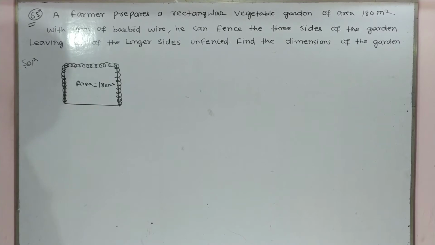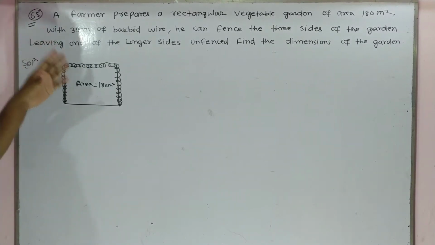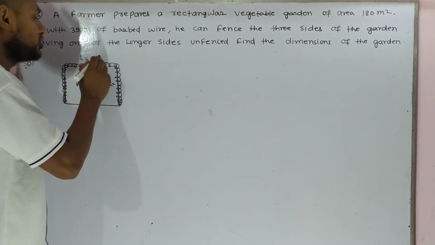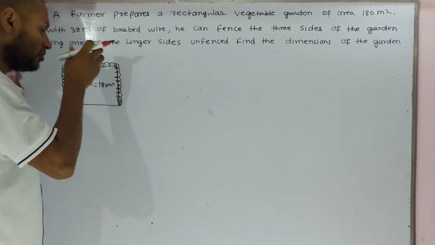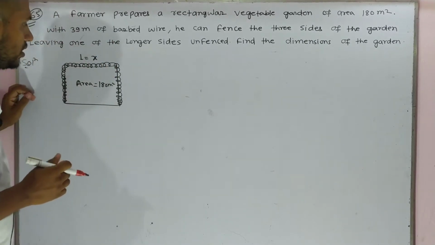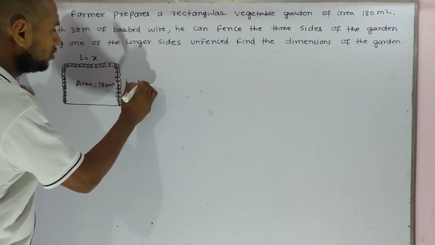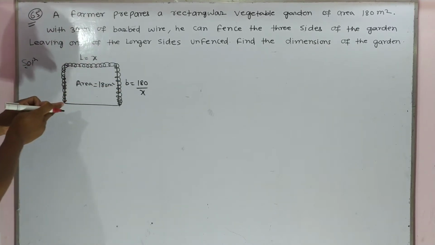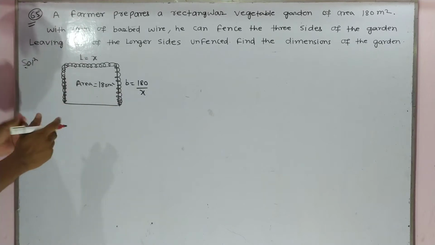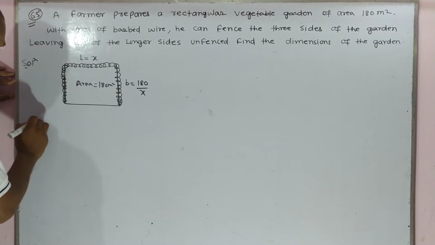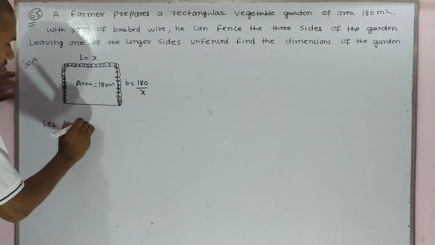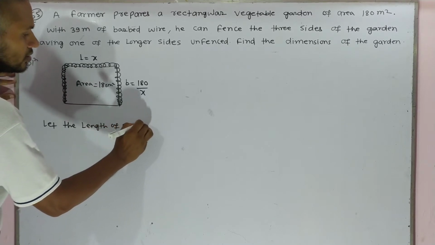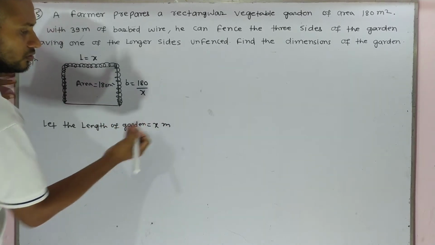Suppose the length of this garden is x meters. Then the breadth becomes 180 upon x, because the area is length into breadth, so x into 180 upon x cancels out and becomes 180. Let the length of the garden be x meters.